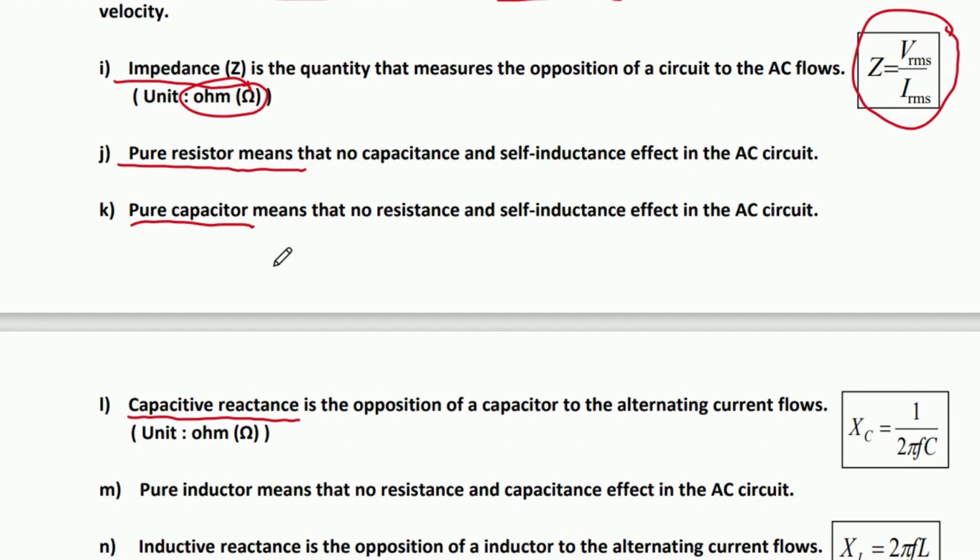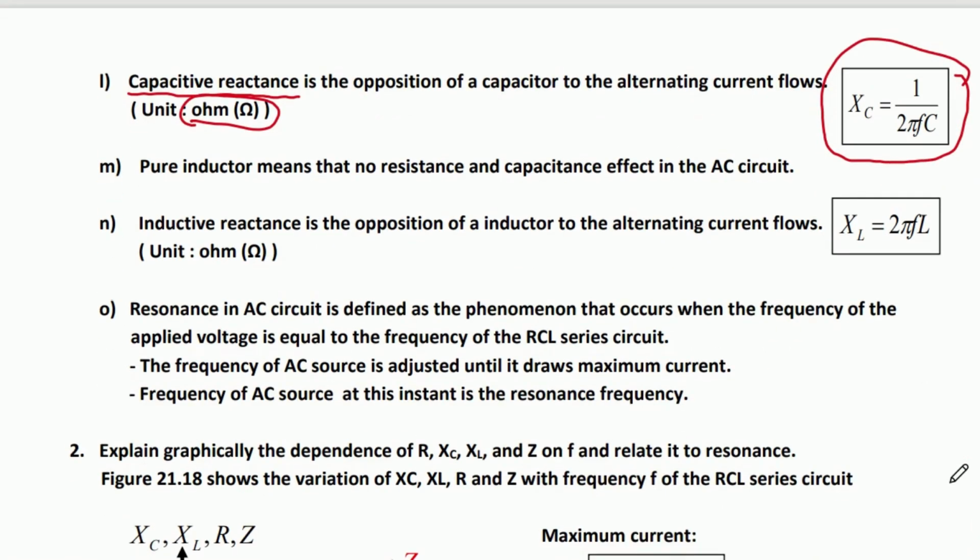From the capacitor we have capacitive reactance. Capacitive reactance is the opposition of a capacitor to the alternating current flow. The unit is also ohm. The equation for capacitive reactance is X_C equals 1 over 2 pi f C, or 1 over omega C. Then look at the pure inductor. Pure inductor means that there is no resistance and capacitance effect in the AC circuit, so the circuit contains inductor only.